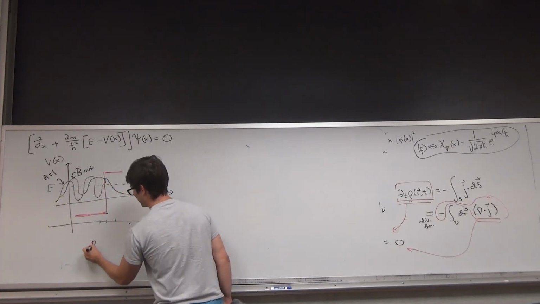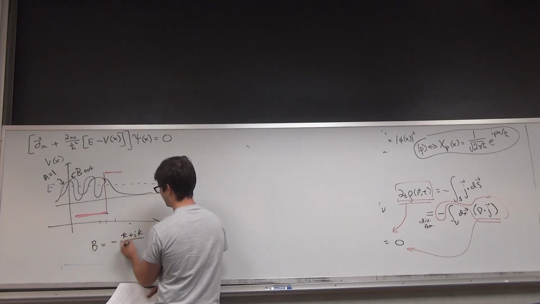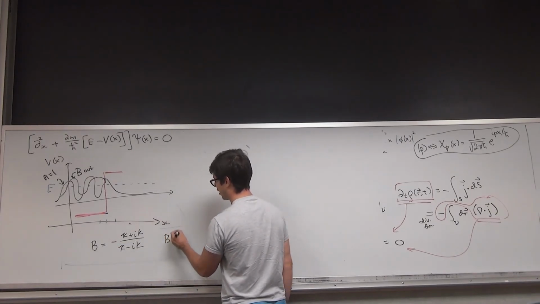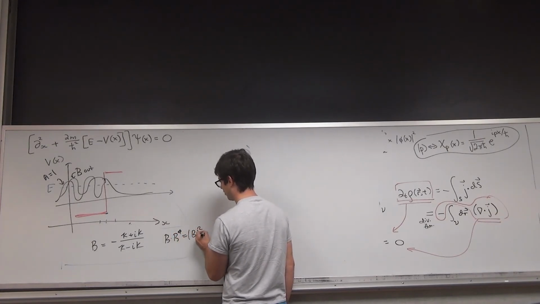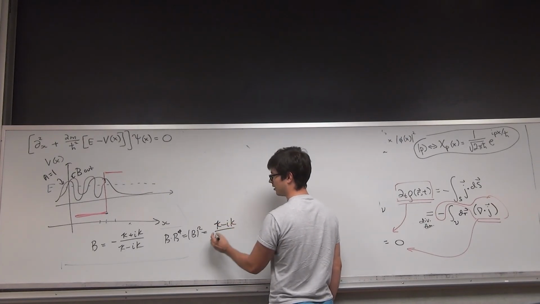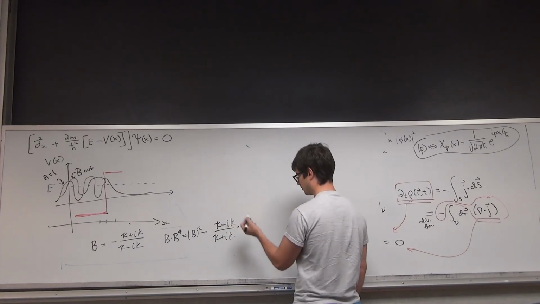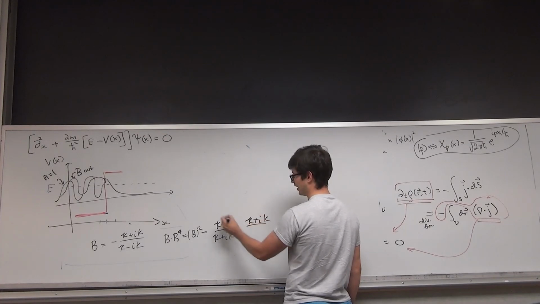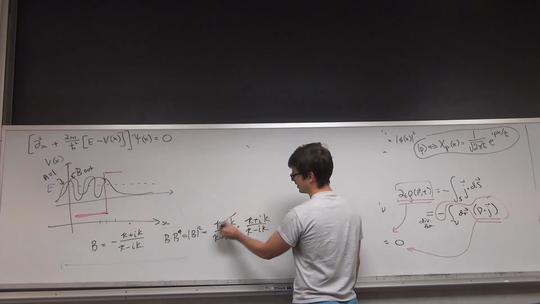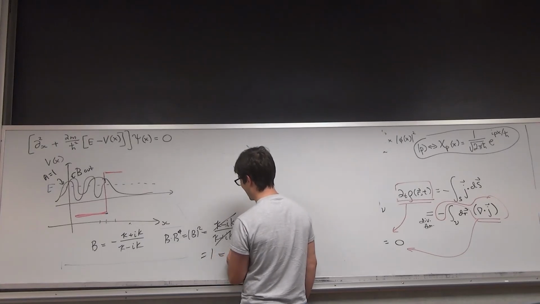And B, just to remind you from the previous board, is minus kappa plus ik over kappa minus ik. But look at this. If we calculate B times B star, which is the magnitude of B squared, what do we get? We get this times its complex conjugate, which is kappa plus ik over kappa minus ik, times the original thing. So the complex conjugate times the original thing, the minuses cancel. And this cancels that, these cancel. So this is 1. And that's equal to A. So what does this mean?